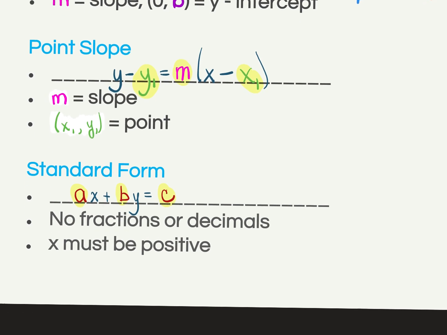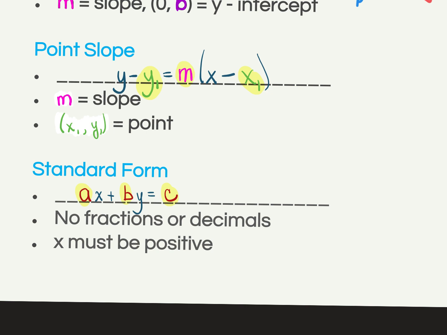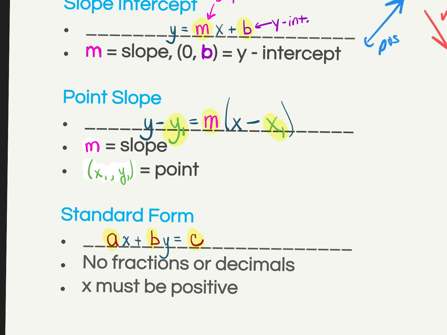And then in standard form, that's when it's Ax plus By equals your constant. In standard form, there are no fractions or decimals, and your x term must be positive. Okay? Everybody with me? All right, scooting along.